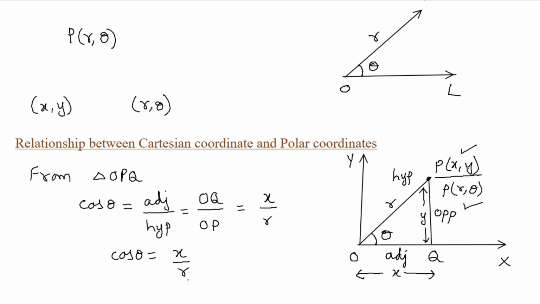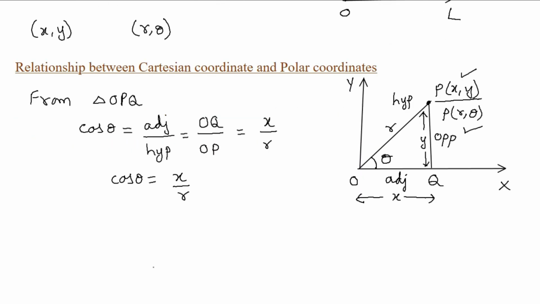or I can rewrite this value: if we cross multiply this r to the other side, it becomes r cos theta is equal to x, or I can write this as x is equal to r cos theta. So you got x in terms of r and theta. That's the first value I got. x is equal to r cos theta.